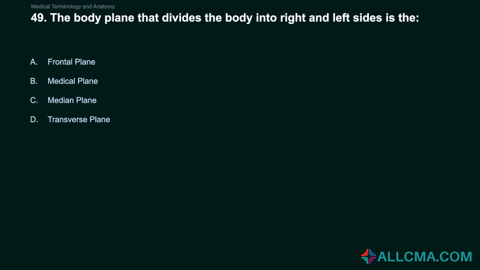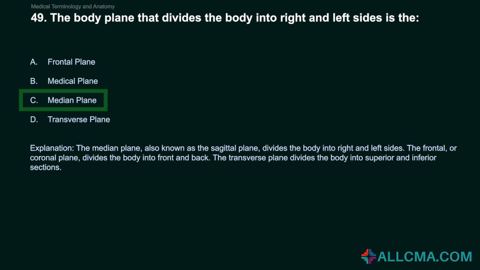49. The body plane that divides the body into right and left sides is the A. Frontal plane. B. Medial plane. C. Median plane. D. Transverse plane. Correct answer, C. Median plane. The median plane, also known as the sagittal plane, divides the body into right and left sides. The frontal or coronal plane divides the body into front and back. The transverse plane divides the body into superior and inferior sections.